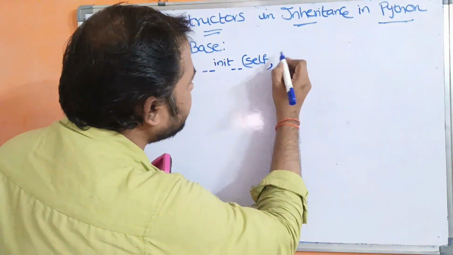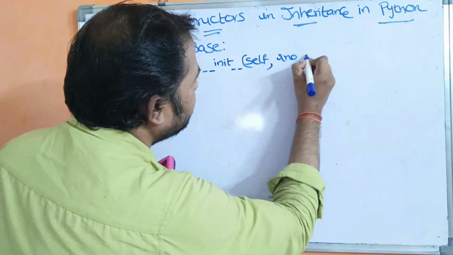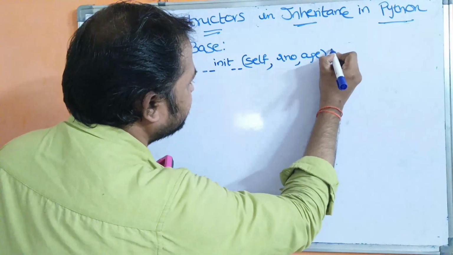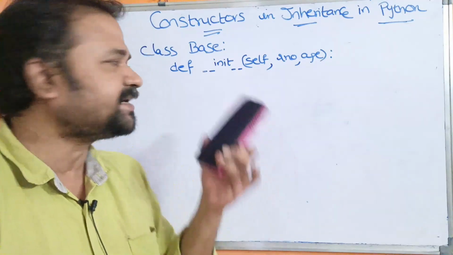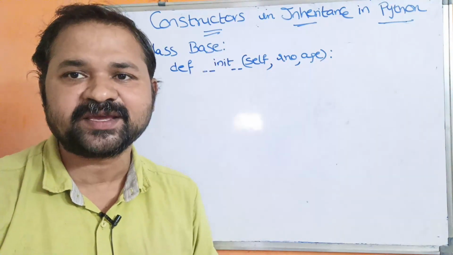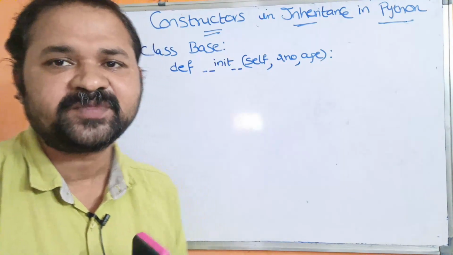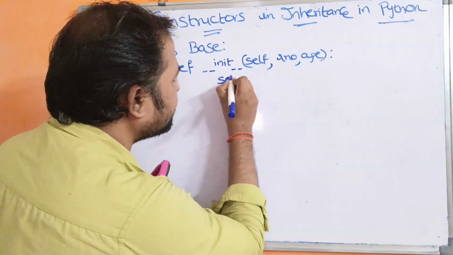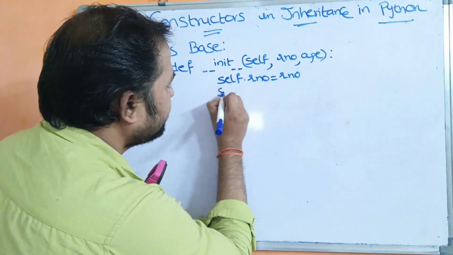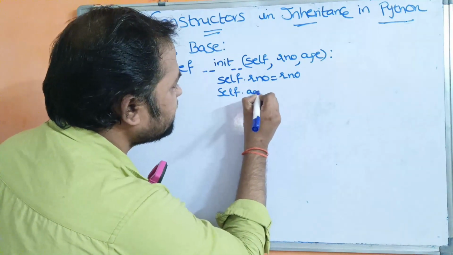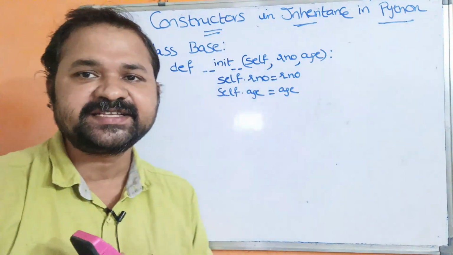Let us assume that the base class constructor contains two parameters. Let the first parameter be roll number and the second parameter be name. Next we have to perform the initialization. We know that in Python classes, there is no need for any declaration. We can use the self keyword to perform the initialization. So self.roll_number = roll_number, and next self.name = name. Here we have a base class which contains a constructor.